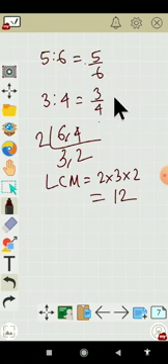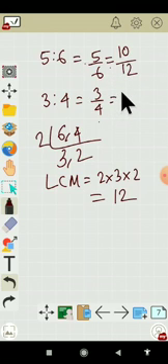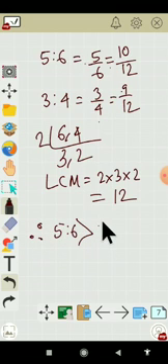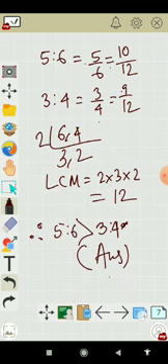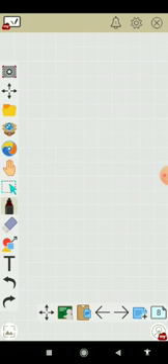Now we will make the denominator 12. For that we have to multiply both the numerator and denominator by 2. So this will be 10 by 12 and 9 by 12. We can observe here between the two fractions that the first one has the bigger numerator. So that means 5 is to 6 is bigger than 3 is to 4. So this is the required answer. This way we will solve our comparison of ratios problem.